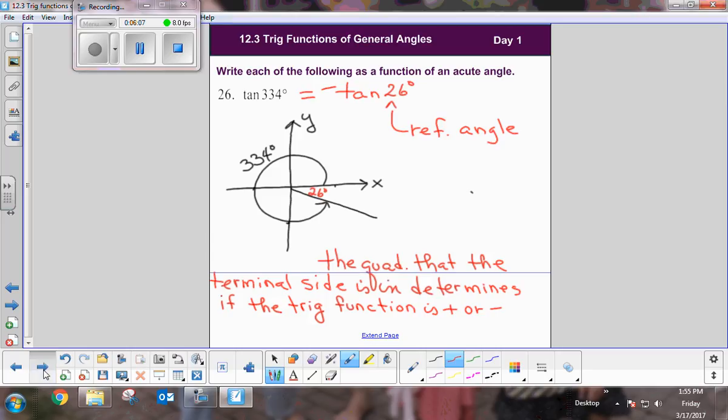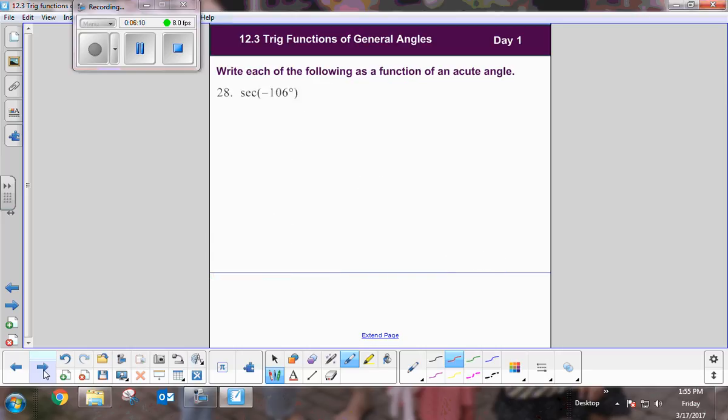Okay, let's do one more. Okay, secant of negative 106. So remember, negative is a, thank you, Tate, a clockwise rotation. So x, y. So I have negative 90, negative 106. And we see, of course, that now we know that that is a third quadrant angle. What's the reference angle here? 74 degrees is my reference angle.